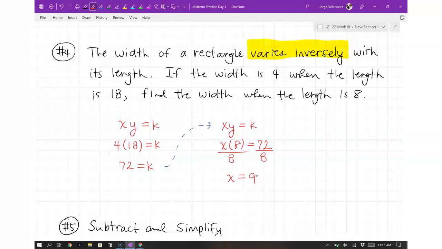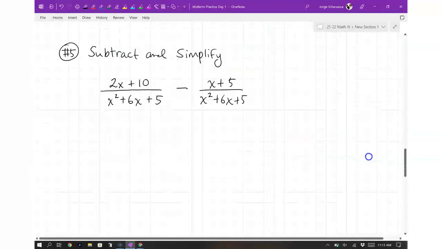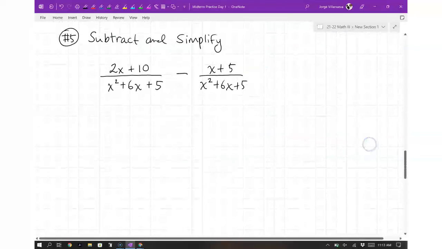By the way, like I said, we do have 7 problems. We're going on 5. We've got 3 left. The next 2 aren't too bad. The 7th one takes a while, so I'm just warning you now. Any questions on number 4? All right. Subtract and simplify. Now, let me erase that stuff off my board.